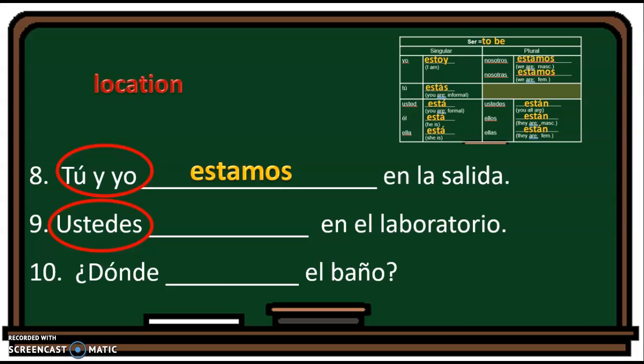Ustedes. For ustedes, you use the verb form están. Ustedes están en el laboratorio. Number 10, the subject is at the end, and it's not really a person, it's a thing, el baño. When you want to talk about a thing, you're going to use a third person singular form, so you're going to use está. ¿Dónde está el baño?